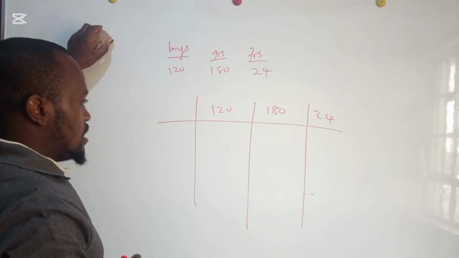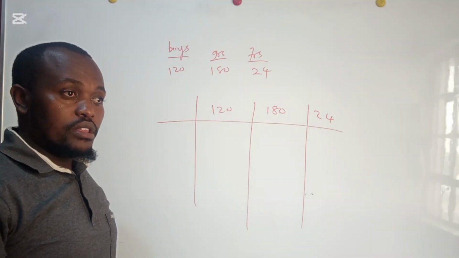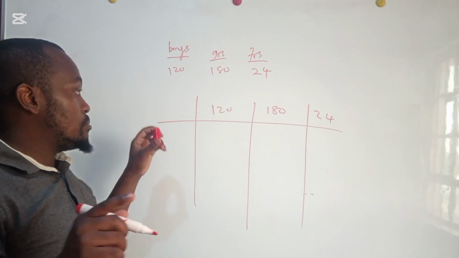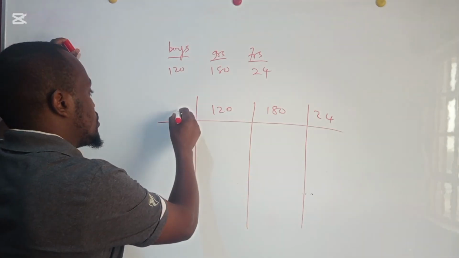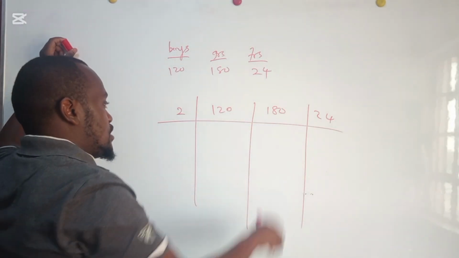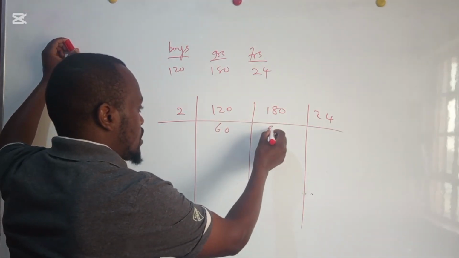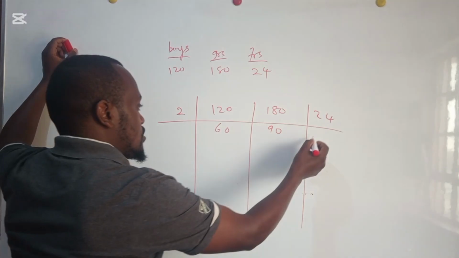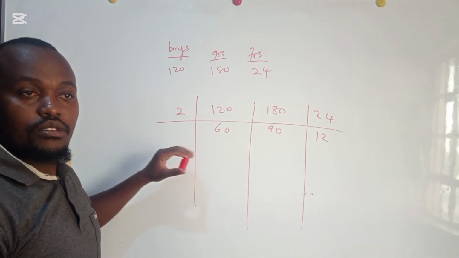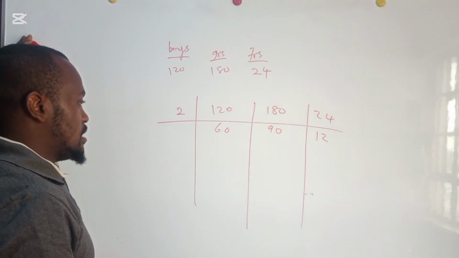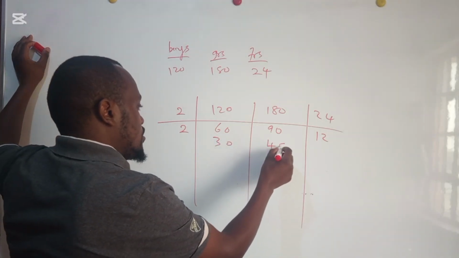So if you take the GCD, how do you do the GCD and the LCM? That's why we started with the prime numbers, because you are supposed to start with the prime numbers. You start with the simplest, which is 2. Is there any number that you cannot divide by 2? Yes. 120 divided by 2 is 60. 180 divided by 2, 90. 24 divided by 2, 12. And of course, if you are good with the GCD, you can just pause the video and confirm with what I've done. So I'll continue. 2, 30, 45, 6.